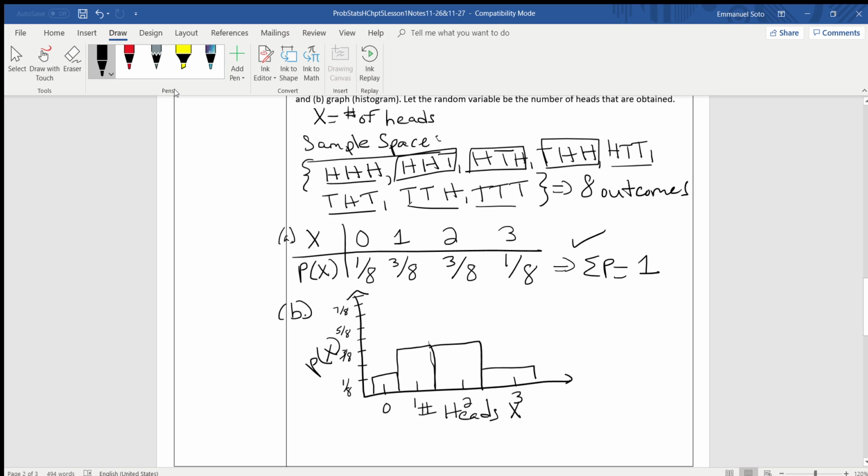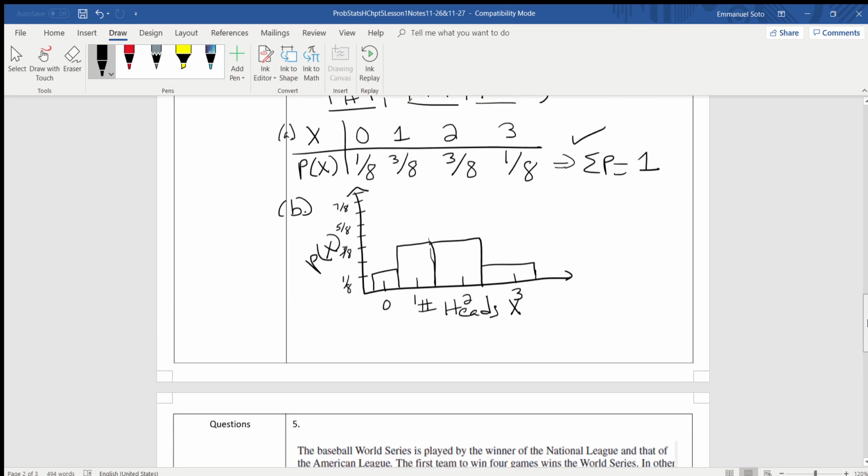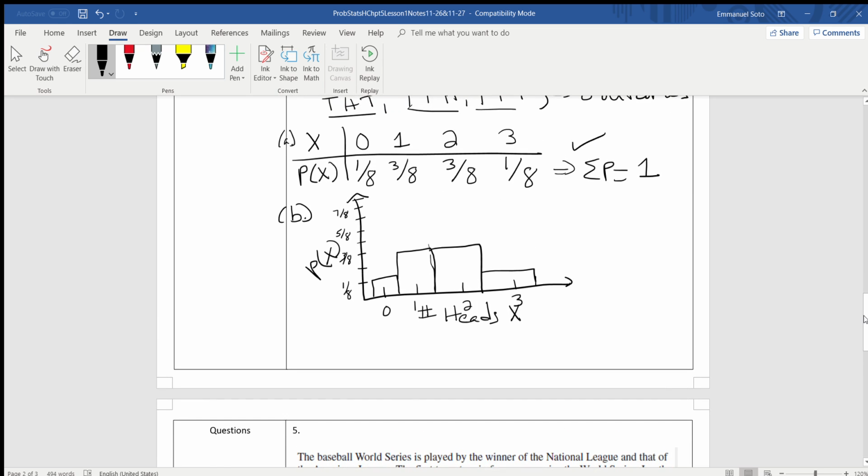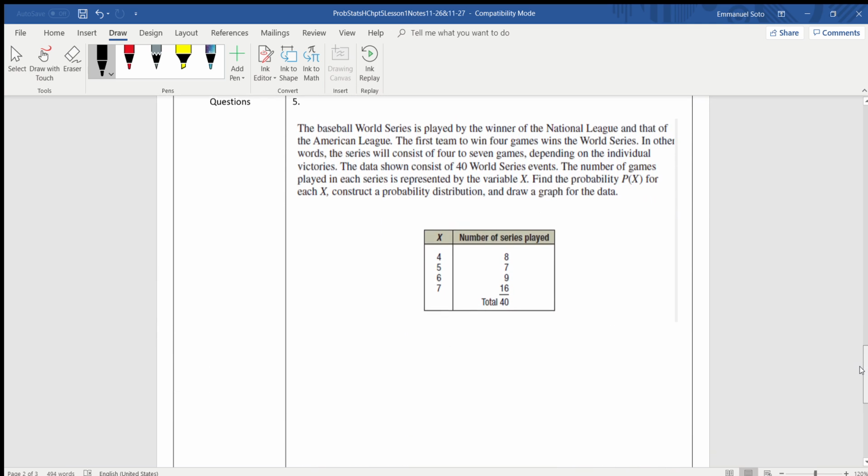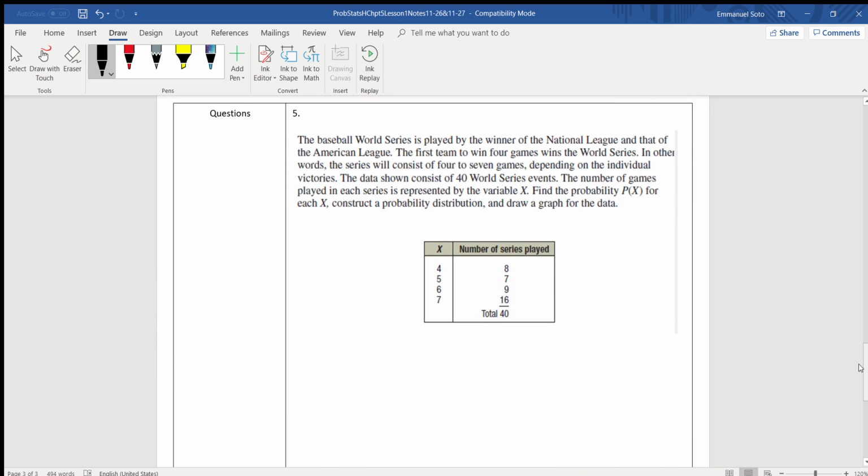Alright, so that's our histogram, and that's our probability distribution. Pretty straightforward, and this is actually a symmetric distribution. Alright, so now last example.